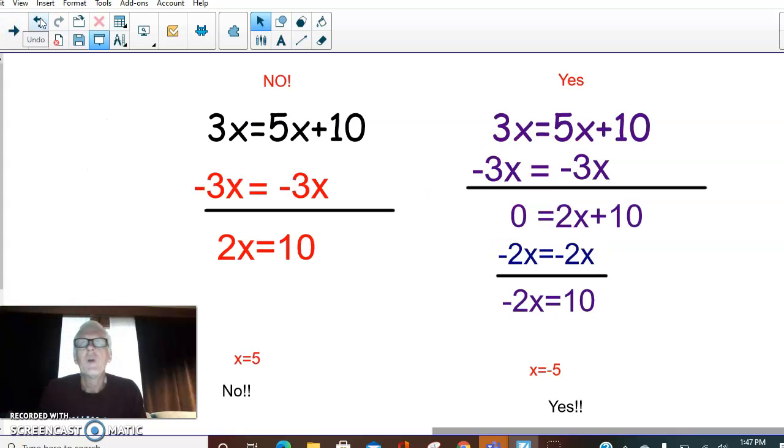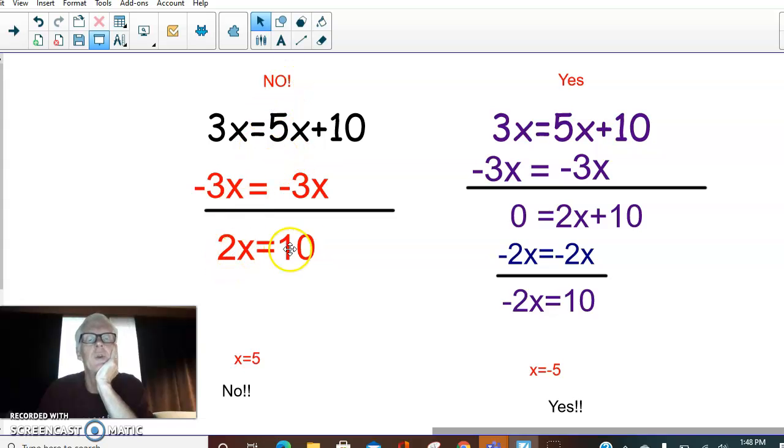Sometimes you have a choice as to what you want to do. This is a common mistake I see. Not so much in algebra, but typically in 8th grade math, a lot of times we see students and adults don't like negative numbers, so they'll go out of their way. They have a choice: I can subtract 3x or I can subtract 5x to get them together. They subtract the 3x because they don't want a negative number, because 5x minus 3x is 2x.